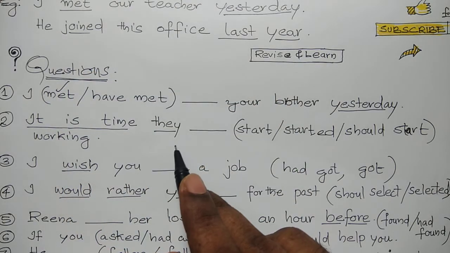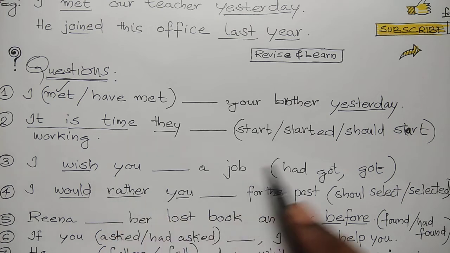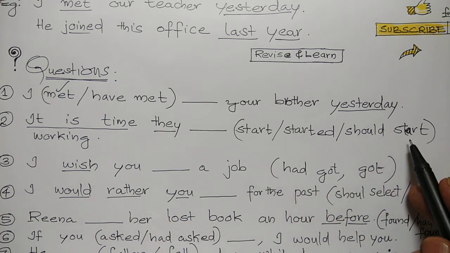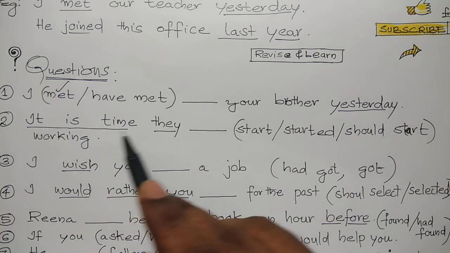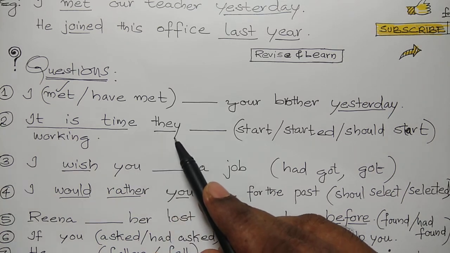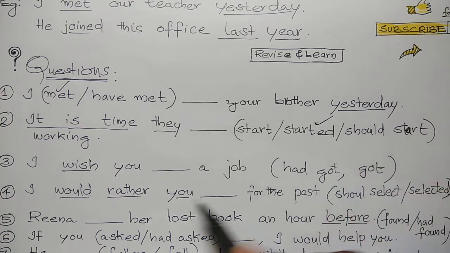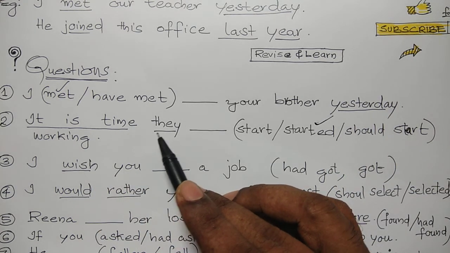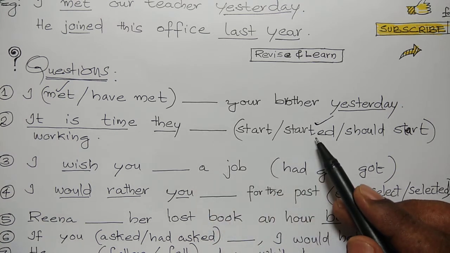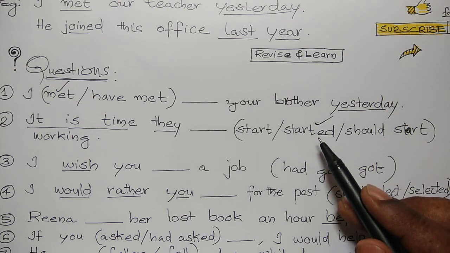Second one, it is time they dash working. Start, started, should start. So it is time plus the subject they. It is time they started working. So it is time plus subject is always followed by the V2 form. That is, the sentence should be in simple past.